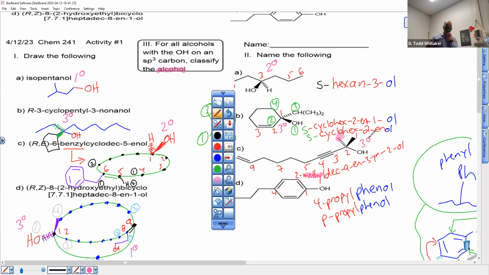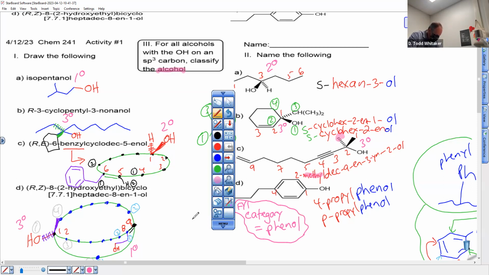That's an sp2 carbon attached to OH. It's a phenol. If you want to know the category, it is a phenol. FYI. Category equals phenol. You don't bother with a degree sign. Phenols are special. And that's that.